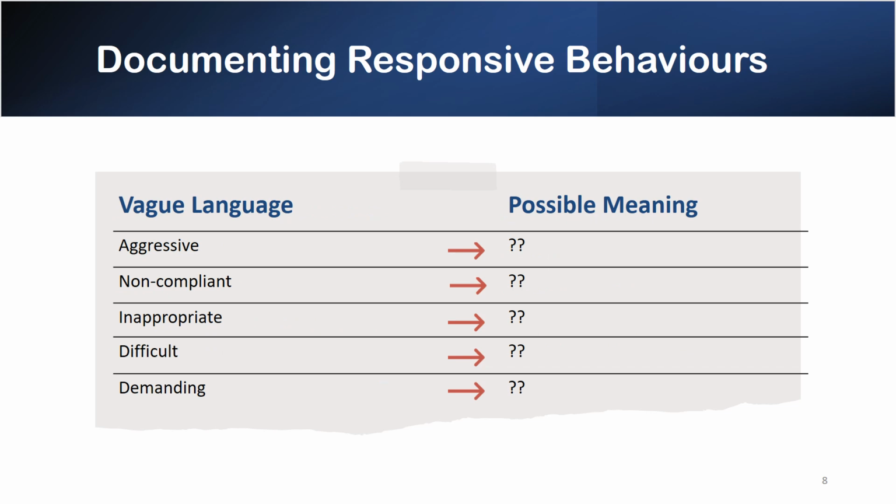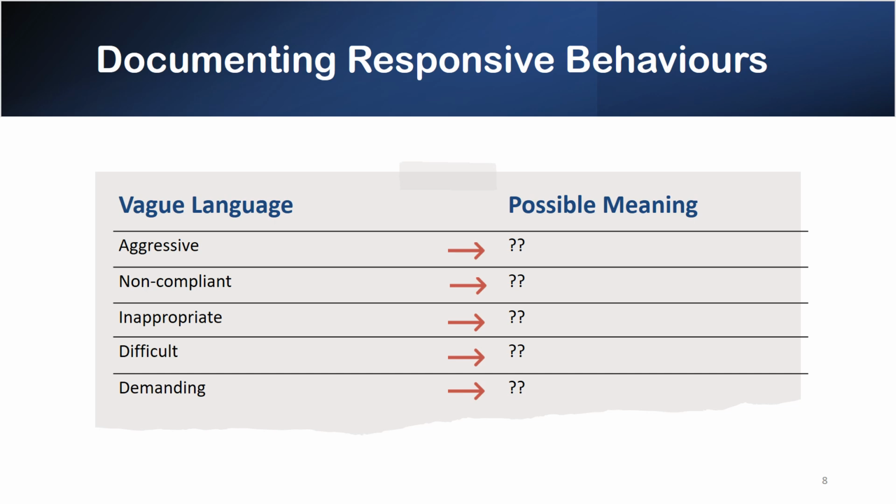Let's look at this slide and contrast it with the previous one. The descriptions on this slide are vague, nonspecific, and negatively biased. Vague words like these can mean different things to different people and provide the care team with little to no information. Important detail and context about what, where, and when the behavior has occurred is missing.